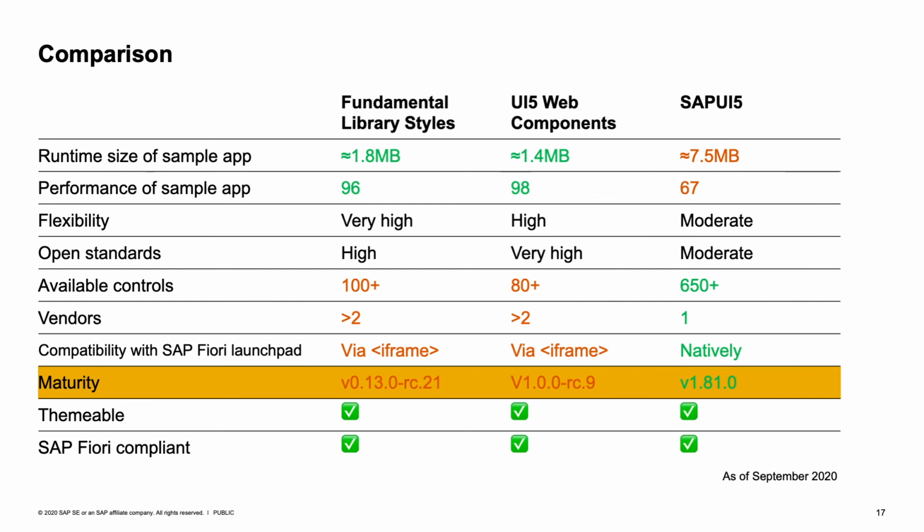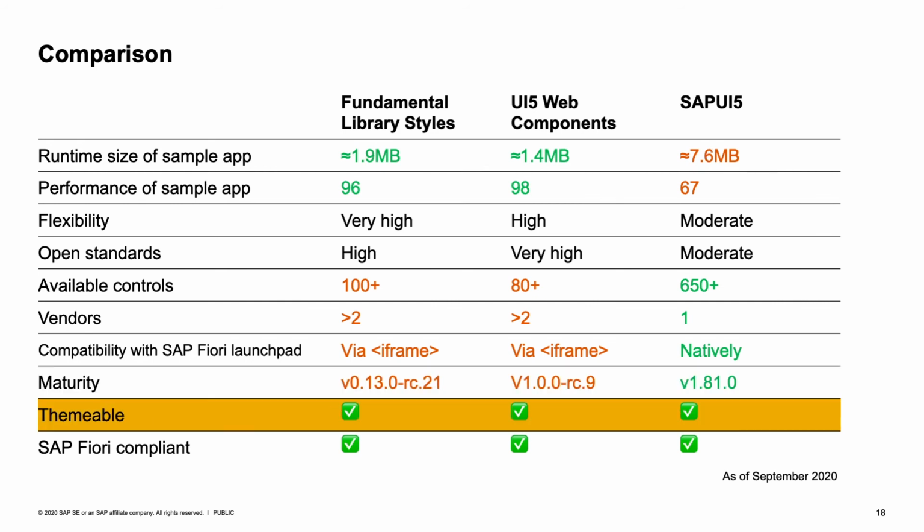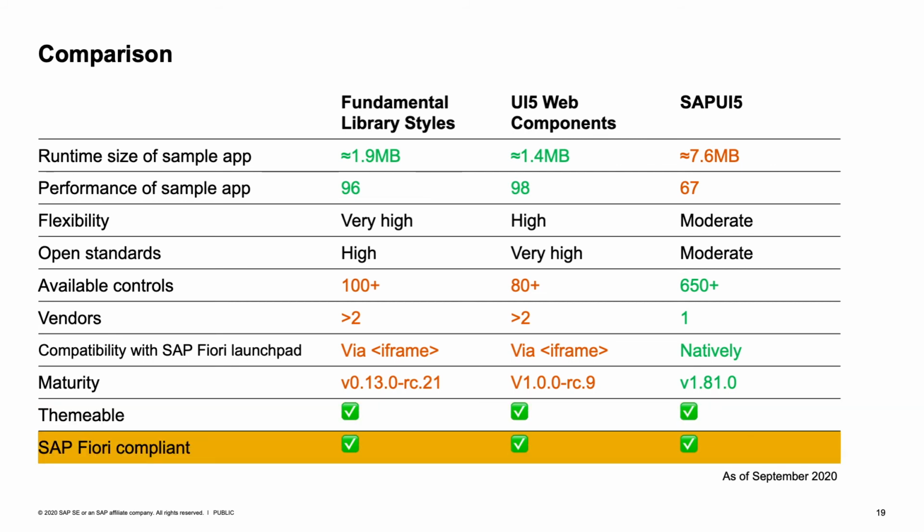Maturity-wise, SAP UI5 is also ahead of the others because it has been on a stable release for many years, whereas the other two projects are still in release candidate version, which could mean that breaking changes could happen on any minor release. I mentioned previously that all of them are themable. So if you use the SAP Theme Designer to adapt your Fiori applications to your corporate identity, this can be done with any of the web applications because all of them are SAP Fiori compliant.